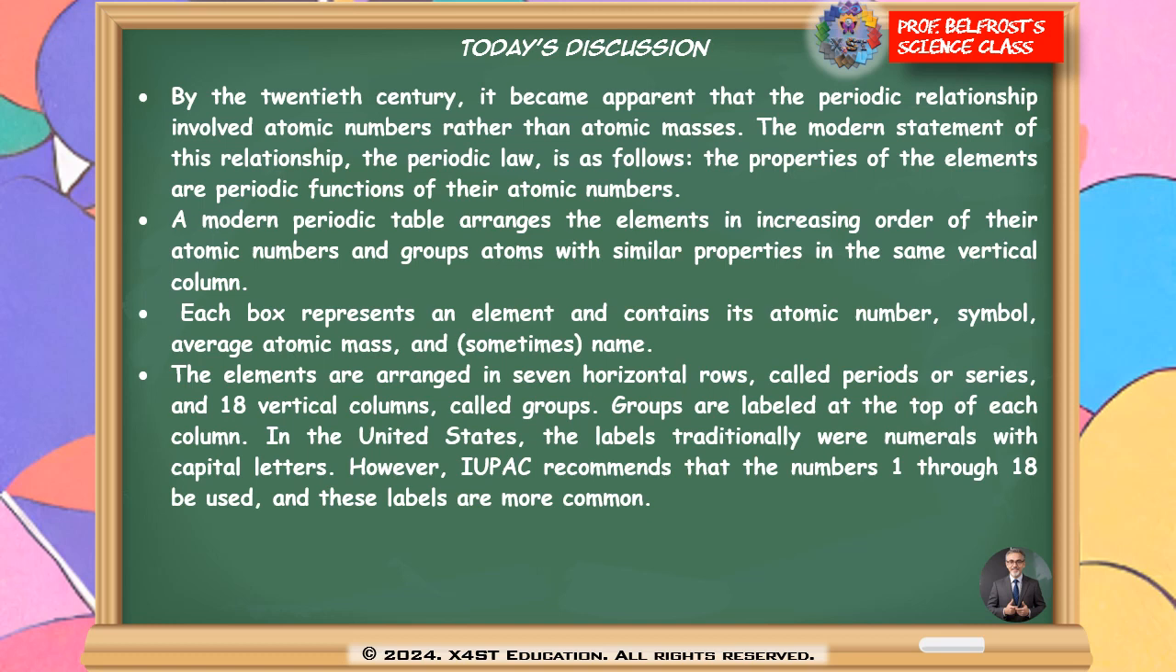And groups are labeled at the top of each column. In the USA, the labels traditionally were numerals with capital letters, but IUPAC recommends that the numbers 1 through 18 be used, and these labels are more common.